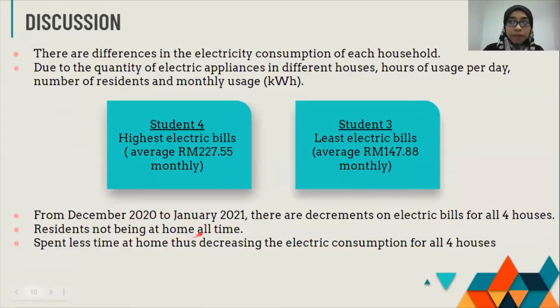Since that time, there is no MCO like the first MCO, so people are allowed to go out, and they can even go on holiday. That means the residents are not at home at all times. The residents spend less time at home, thus decreasing the electricity consumption for all 4 houses.